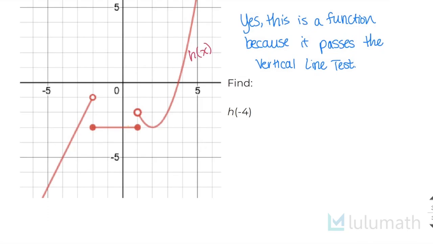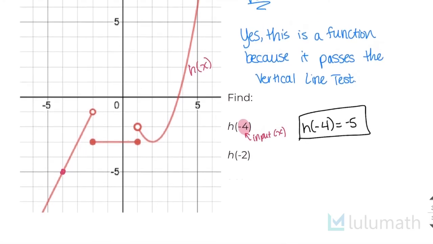Now that we know that it is a function, and this function is called h of x, we are going to find h of -4 to begin with. I will go to -4 as x on my graph because this is my input. Here's -4, and when I go down, I can see that it intersects at this point here. So h of -4 is equal to -5.